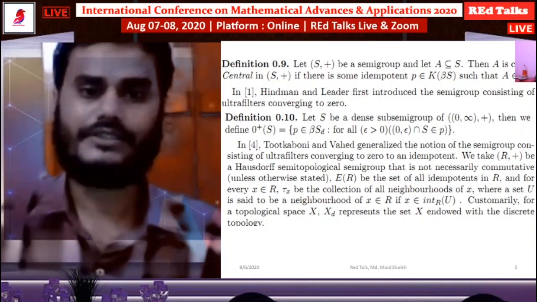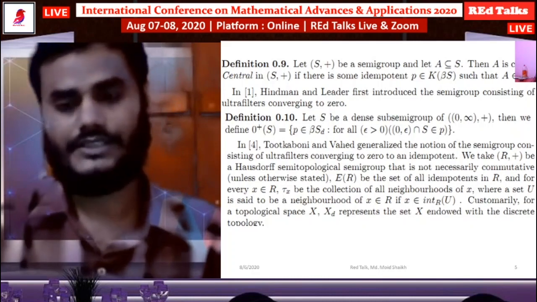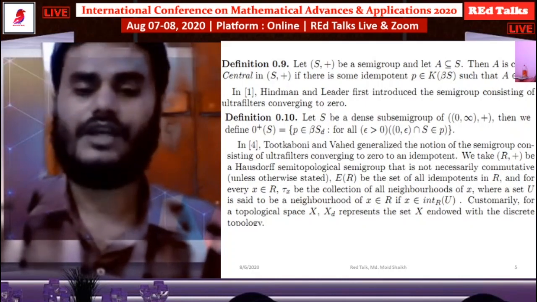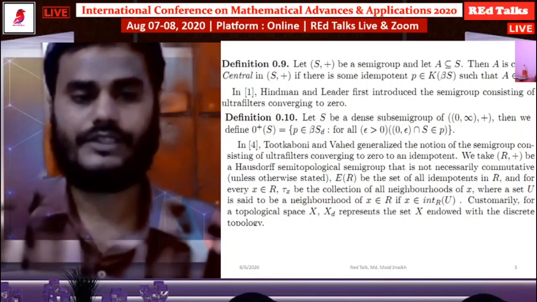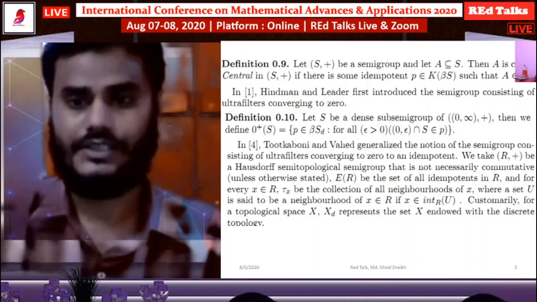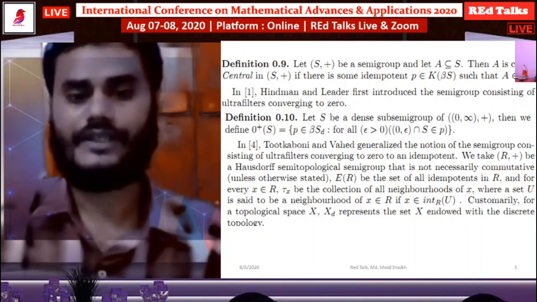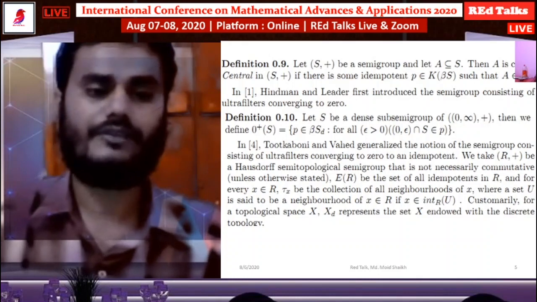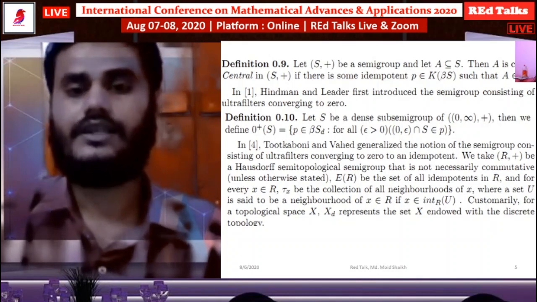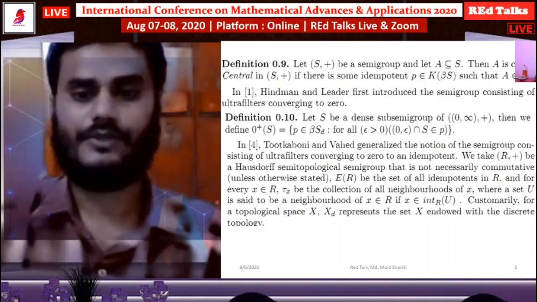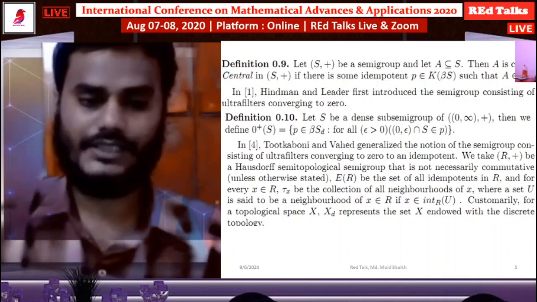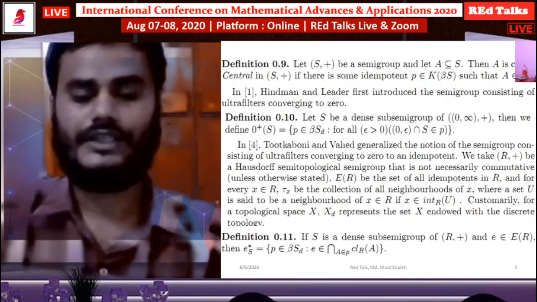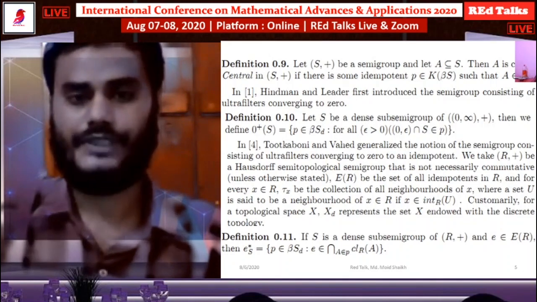Here we take (R, +) to be a Hausdorff semitopological semigroup that is not necessarily commutative unless otherwise stated. Let E be the set of all idempotents in R, and for every x in R, let τ_x be the collection of all neighborhoods of x, where a set U is said to be a neighborhood of x if x belongs to the interior of U in R. Customarily, for a topological space X, X_d represents the set X endowed with the discrete topology. Here E*(S) = {p ∈ βS : E ∈ ∩ closure of A in R, where the intersection is taken over A ∈ p}.